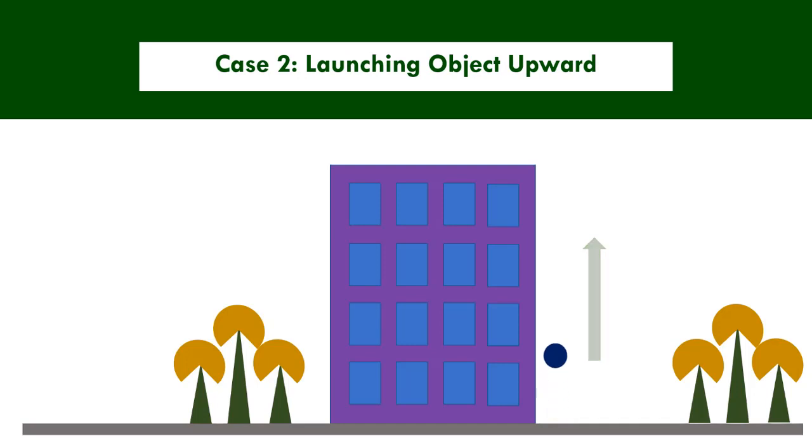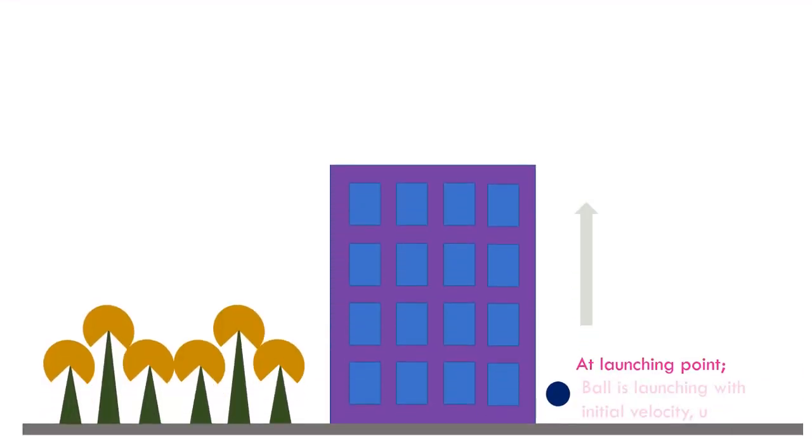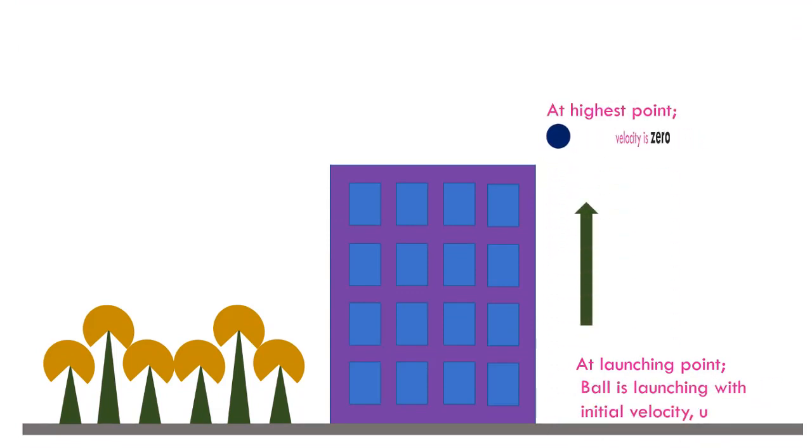Case 2, launching an object upward. At the launching point, the ball is launched with initial velocity, u. At the highest point, velocity is 0.